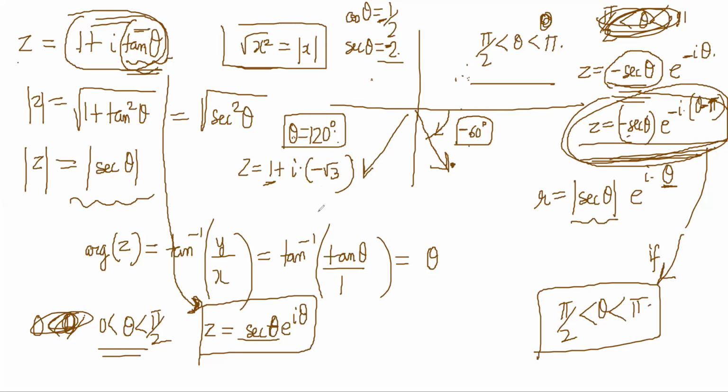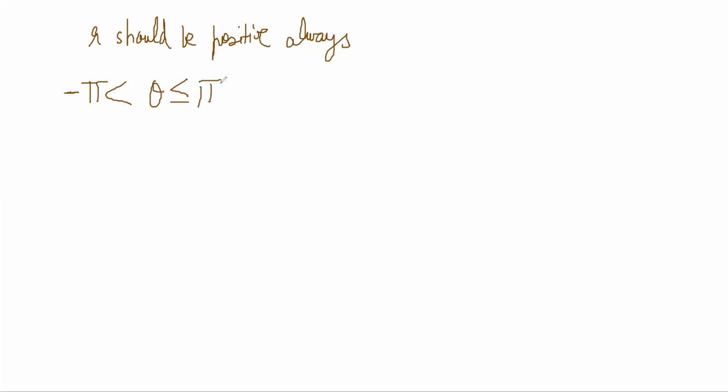So this is slightly trickier because you have to keep in mind two things. Your R should always be positive. And your final theta, the argument that you write, should be between minus pi to pi. So you have to make sure that that happens.